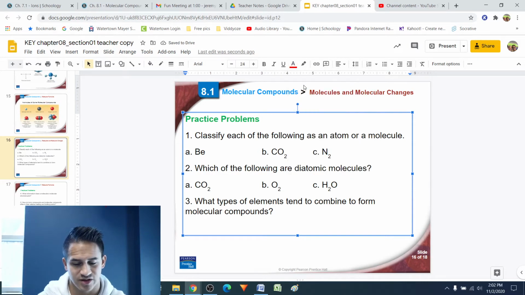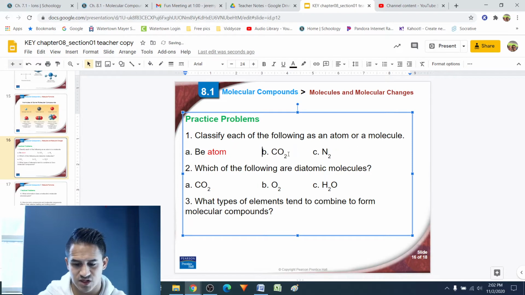Beryllium is an element, and elements by themselves typically are atoms. Now, there's only one beryllium atom here, so this even more goes to show that this is an atom, not a molecule, because in order to have a molecule, you need to have at least 2 atoms or more that are bonded together, and this is just one beryllium. So this is going to be an atom.